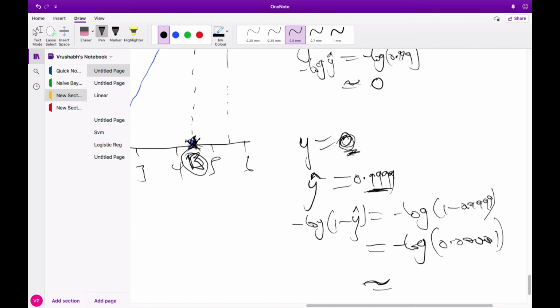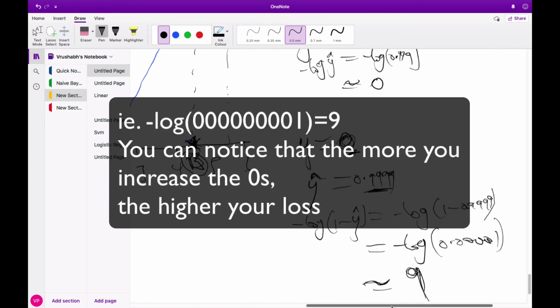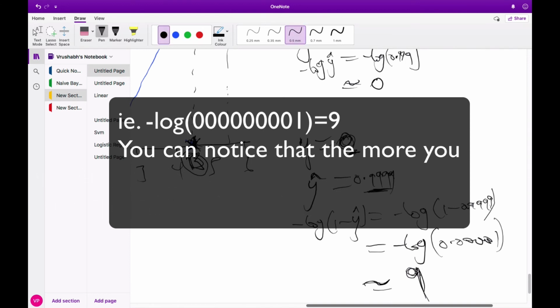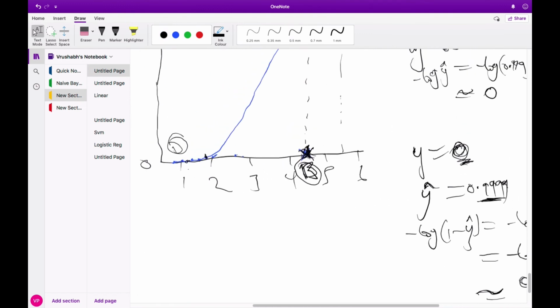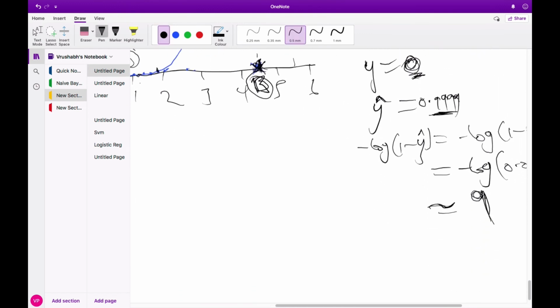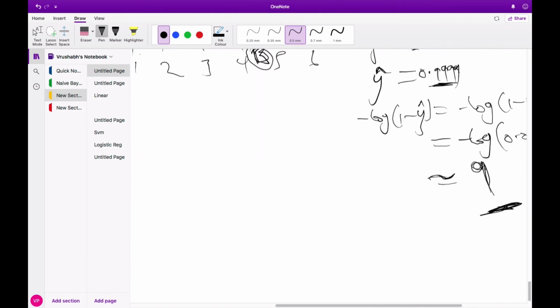If you try to actually type this on your calculator, you might find that it's something closer to 9. If you can, pause the video and try it on your calculator, and you'll see that it's actually closer to 9. Now you can see the loss that we are having here, as compared to the loss that we have here when we are having right classification. So this is a wrong classification, and you can see what we are having here.